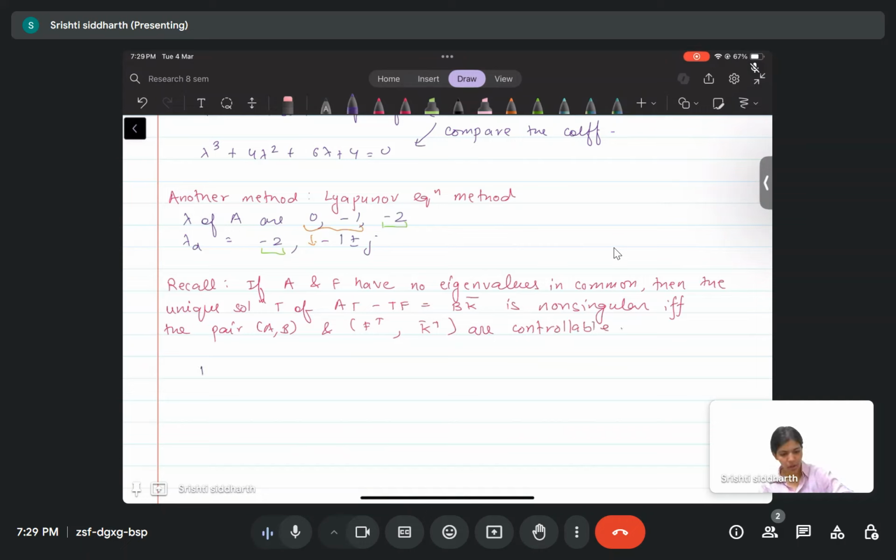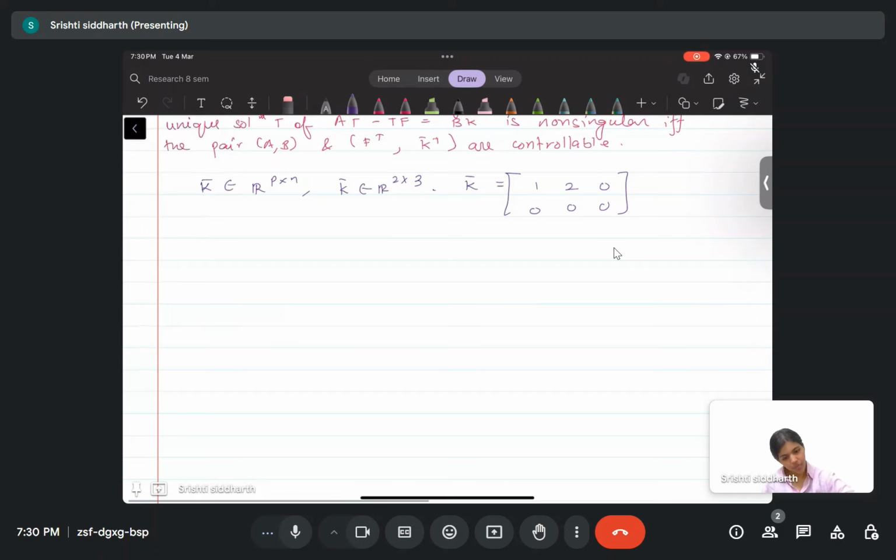Generally, K bar is a matrix of size P by N, and therefore for our case, K bar is a matrix of size 2 by 3. So let's choose this arbitrarily. This is, for example, 1, 2, 0, 0, 0. Chosen arbitrarily.